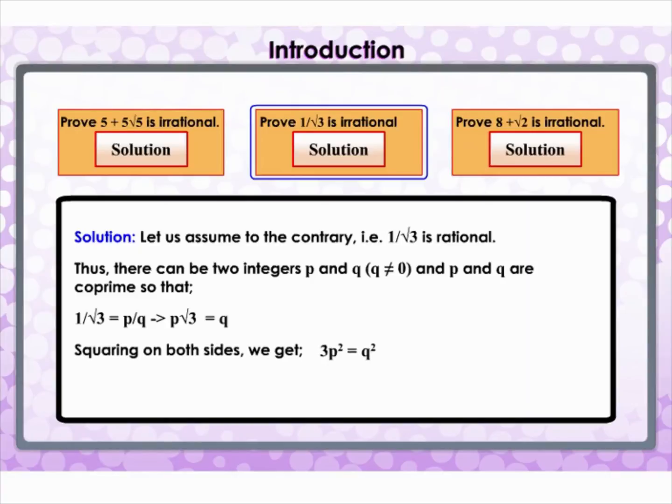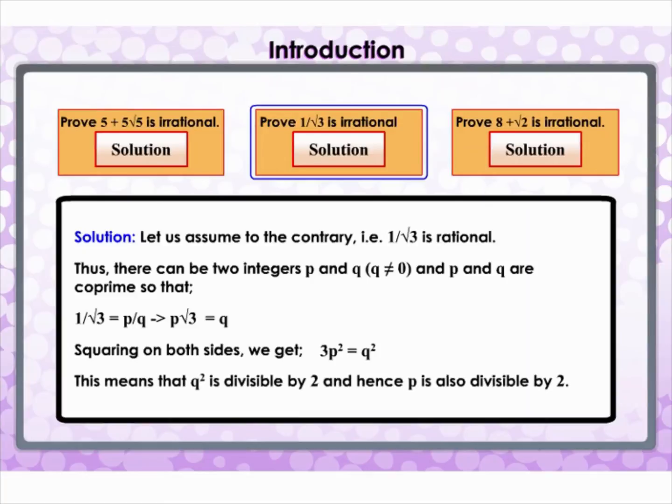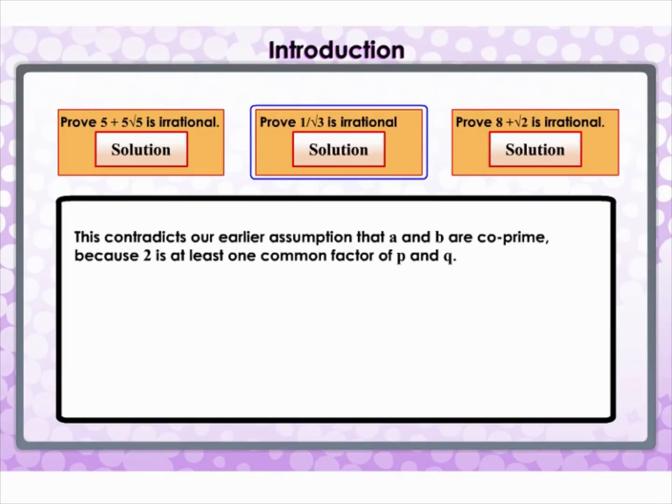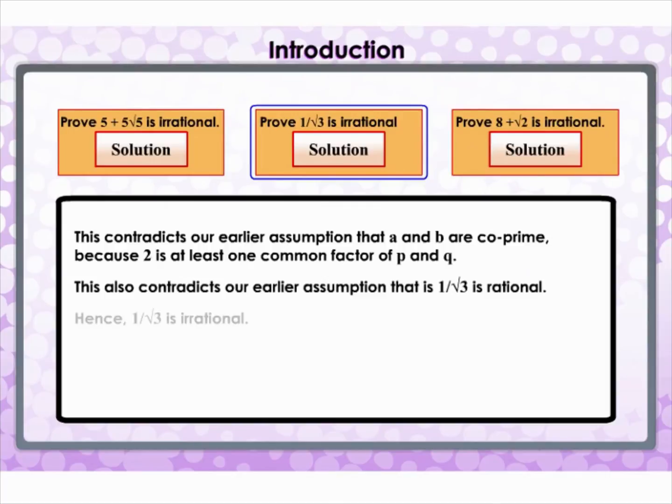Squaring on both sides, we get 3p squared is equal to q squared. This means q squared is divisible by 3, and hence q is also divisible by 3. This contradicts our earlier assumption that p and q are co-prime, because 3 is at least one common factor of p and q. This also contradicts our earlier assumption that 1 by root 3 is rational. Hence, 1 by root 3 is irrational.